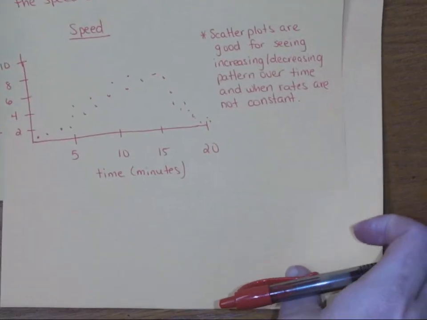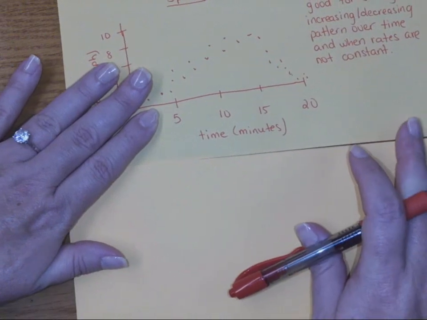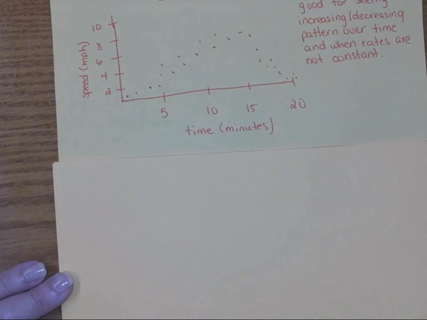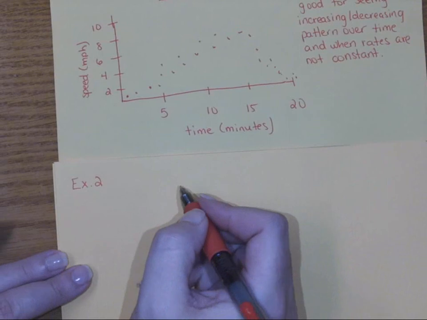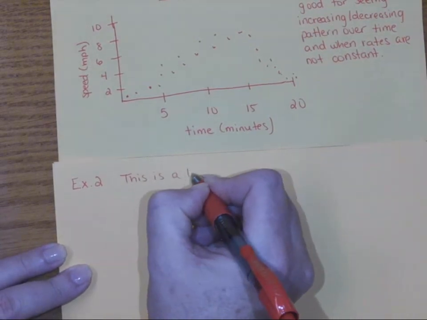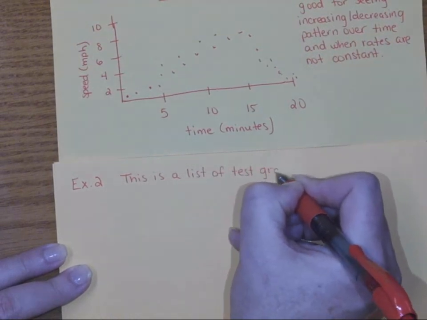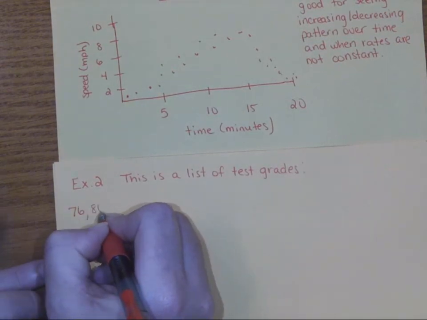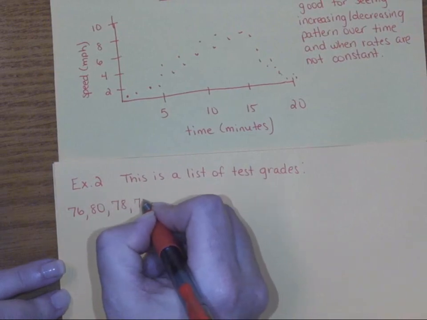Okay, so we're going to look at all the other 5 data representation devices with the same set of data. So let's say this is a list of test grades. I'm going to list quite a few test grades here because I want to really show what the point of these tables and charts are.